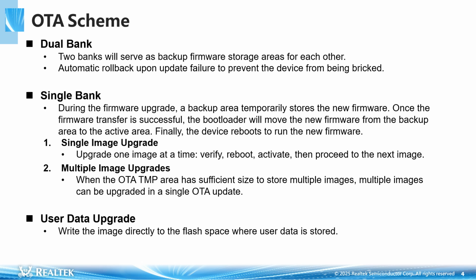When the size of the OTA temp area is sufficient to accommodate multiple images at once, multiple images can be upgraded simultaneously. When writing image data into the OTA temp area, the system calculates whether enough space remains for the next image to be written. If so, the next image is written. If not, the device is first restarted to migrate the OTA temp area's data to the operating area, and further file upgrades occur after the copy activation takes effect.